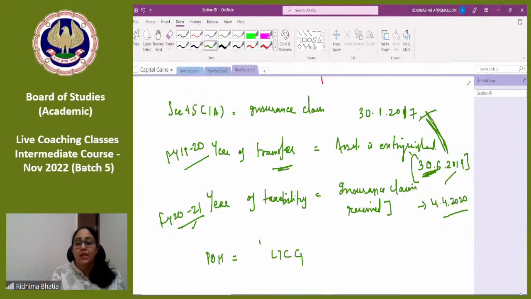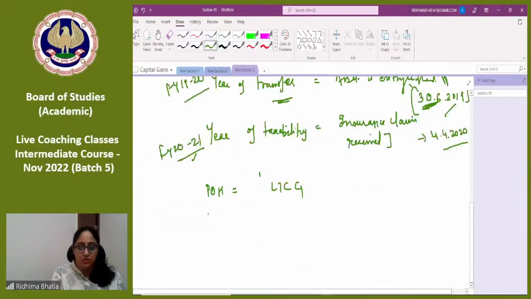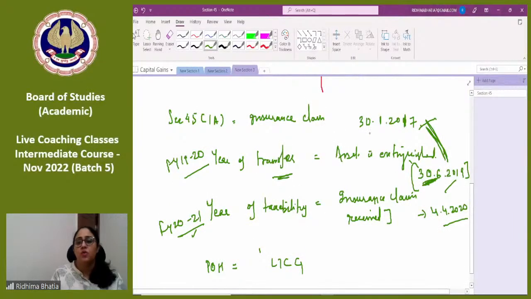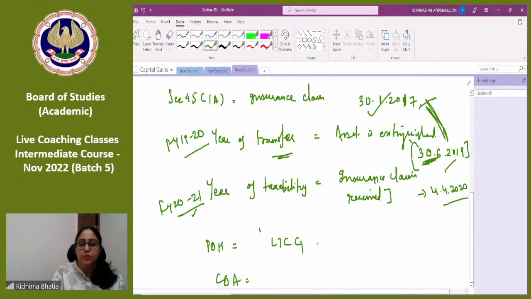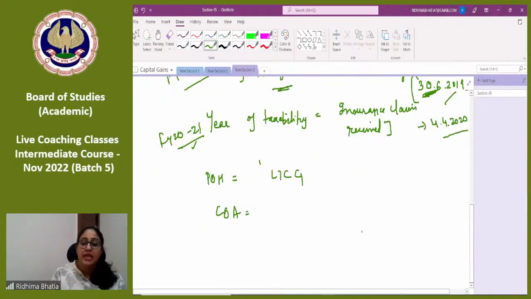Yes. Then about indexation. While doing indexation, first of all, you have to see what is the cost of acquisition. Cost of acquisition would be simply the cost at which you acquired, which is here. Clear? That is also clear. Now, how will you index it? How will you index this whole thing? Indexation will happen by taking the actual cost which you paid.